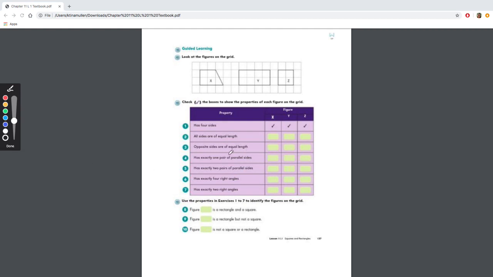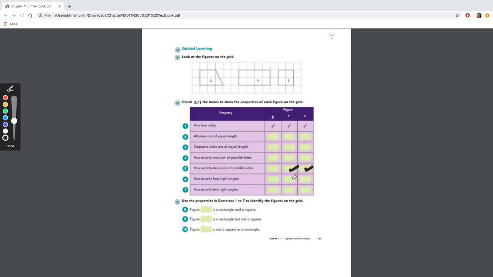That's okay. Has exactly 1 pair of parallel sides? Yes, this figure X has 1 pair of parallel sides. Figures Y and Z both have 2 pairs of parallel sides.